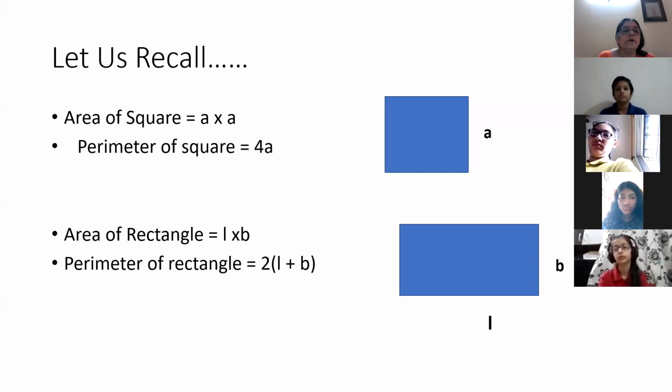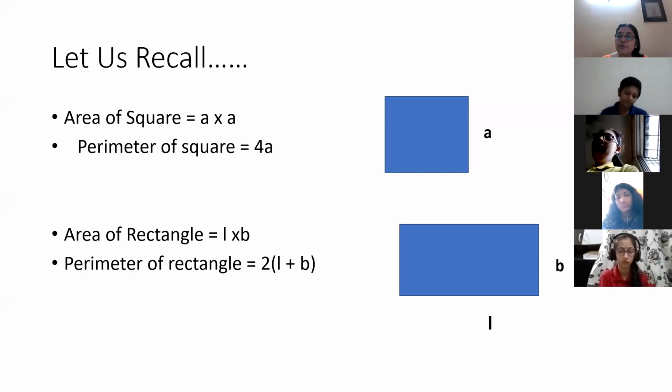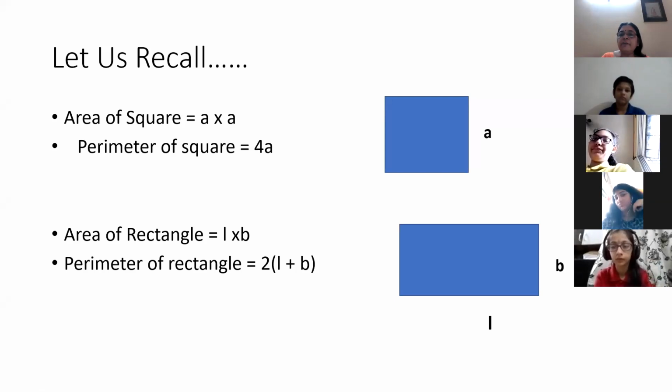Now we have studied that area of square is A into A, side into side, and perimeter of square is equal to 4A. Area of rectangle is L into B, and perimeter of rectangle is 2 into (L plus B). Now, this is one plane figure, one face. What we call square or rectangle, we take it as one plane surface. Okay? So now we move ahead.